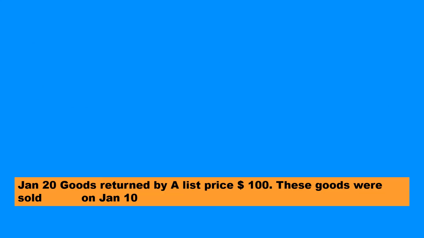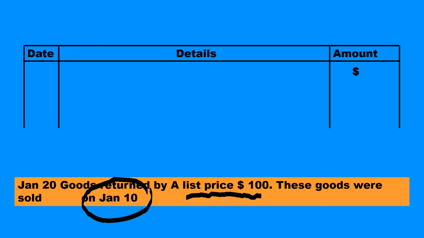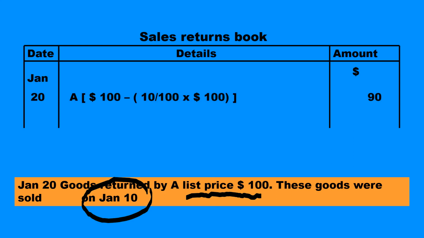So, goods returned by A, list price 100. We mentioned that they were sold to A on January 10th, where there was a trade discount of 10%, if you remember. So whenever there are sales returns, we record in the sales returns book, also known as the returns inwards book, or you can substitute the word book by the word journal. Therefore, on 20th, A 100 minus the trade discount of 10% that was given to A previously. Therefore, we get 90.